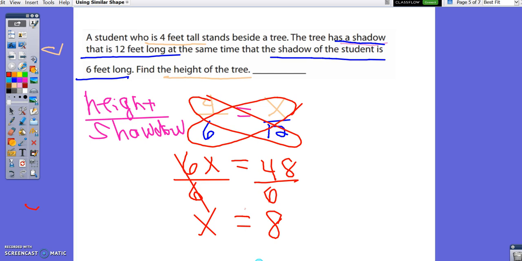You want to make sure that you set up your proportion so that you have your word ratio written and all of your numerators match. I chose to do height, so this is the height of the student, this is the height of the tree, and then my denominators are shadow. This is the shadow of the student, this is the shadow of the tree. So how you set up your proportion is going to be determined by the word ratio that you create.